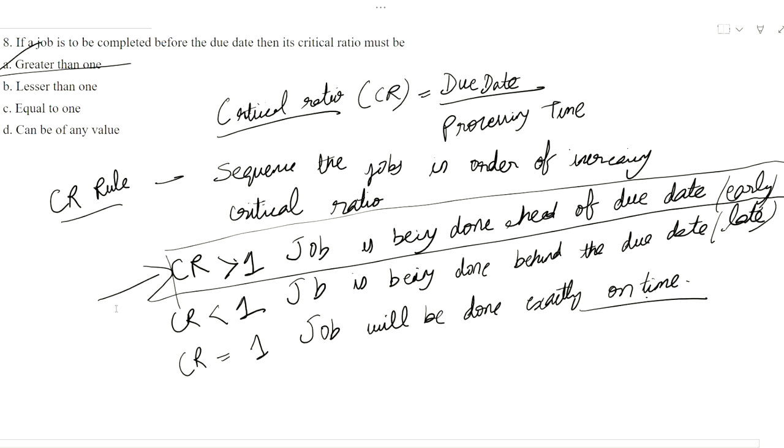Now, this is very important: critical ratio. Critical ratio is the due date by processing time. If the critical ratio is greater than 1, the job is being done ahead of the due date. If the critical ratio is less than 1, the job is being done behind the due date, and if the critical ratio is equal to 1, the job will be done exactly on time.